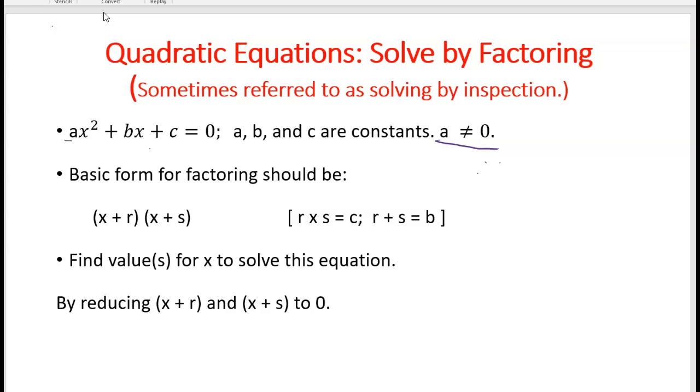A cannot equal 0. Now, why is that? Why is it that a cannot equal 0? Because we know that anything times 0 equals 0. And if we set this at 0, that means this term becomes 0 by multiplying it by such, and therefore it no longer qualifies as a quadratic equation.